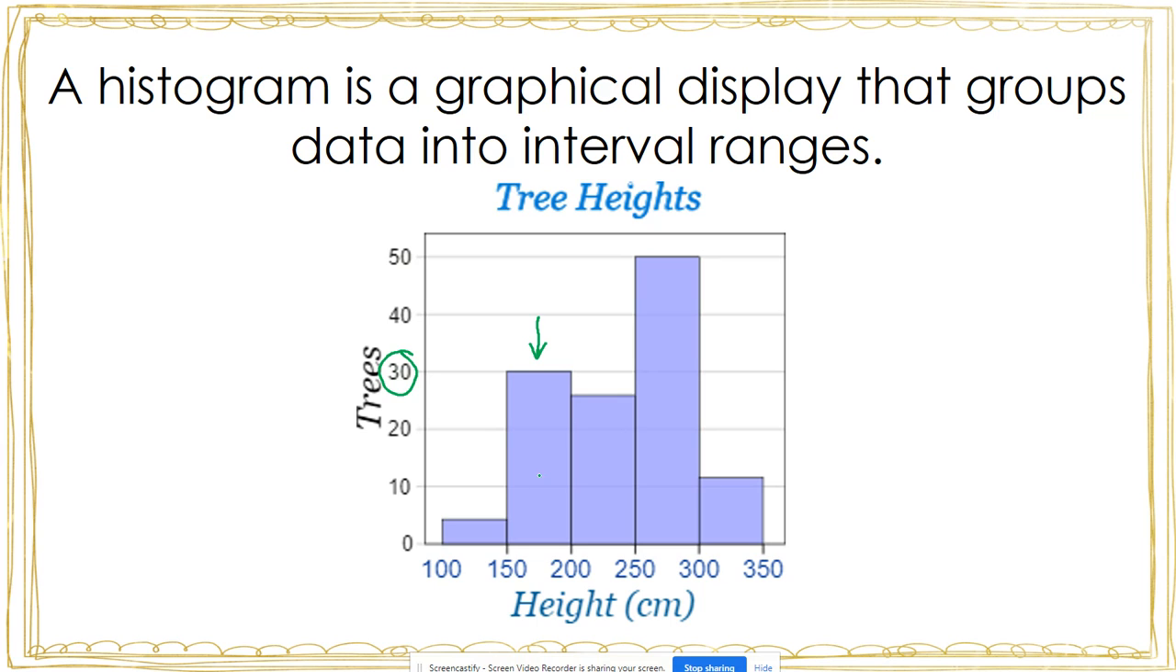When we're making a histogram, it's important that our bars touch because our intervals should be next to each other, and our bars should be even, and our intervals should also be even, which is why our bars are even, because they show that they are equal intervals.